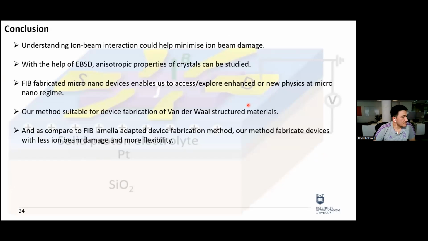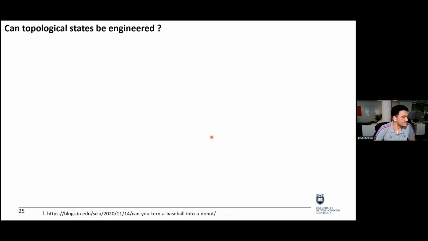So the basic idea is there is a way to fabricate devices, and we can take advantage of electron backscatter diffraction. We can align this crystal to a certain crystallographic direction, and we can study the anisotropic transport properties, if any, with respect to different crystal directions.